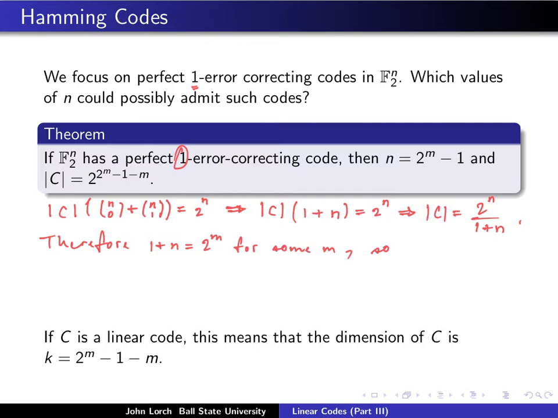So what does that say about n? Well, you just solve for it here. So n must be 2 to the m minus 1, right? And remember, that's what we asserted about n in the theorem. And now let's solve for the size of the code.